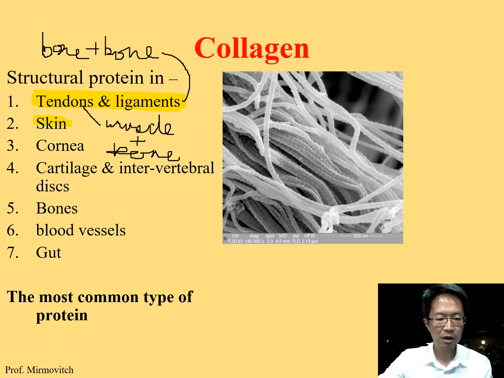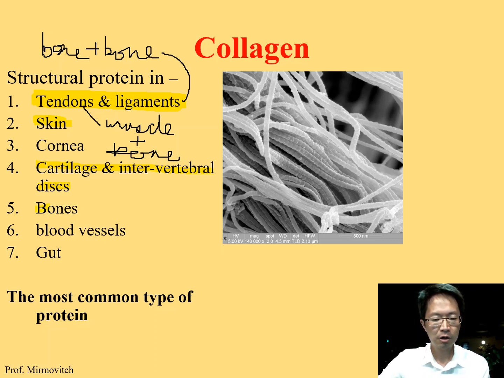And then corneal cartilage. Cartilage and intervertebral discs have collagen. Intervertebral discs are the cartilage in your vertebral column, in between the vertebrae. So they absorb the shock. All cartilage absorbs shock to prevent contact between bones. Because if two bones hit each other, it will be extremely painful.